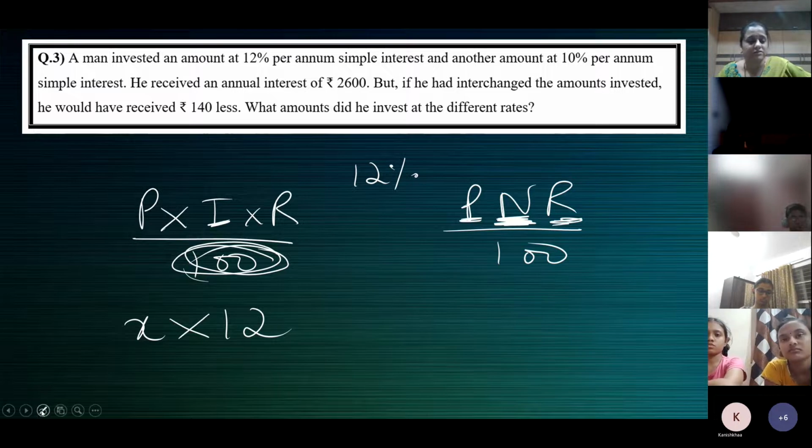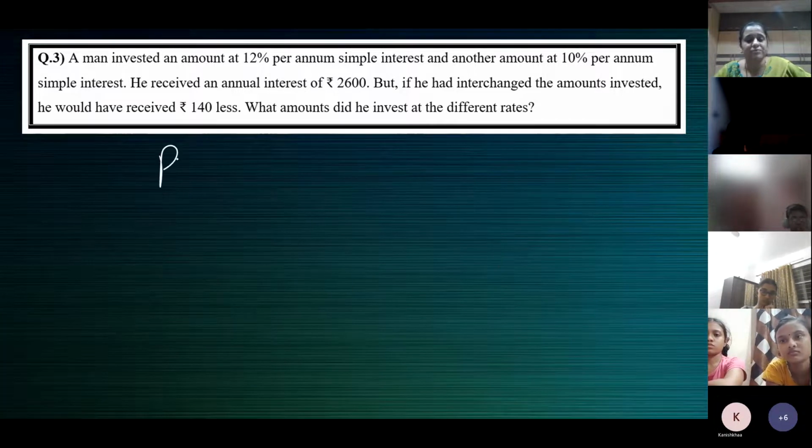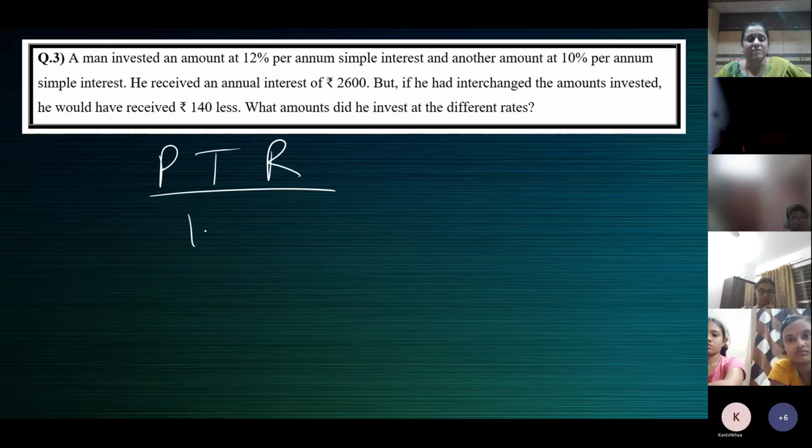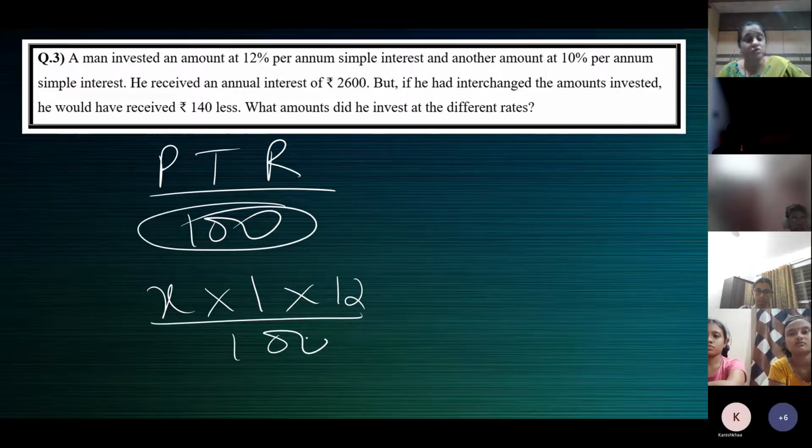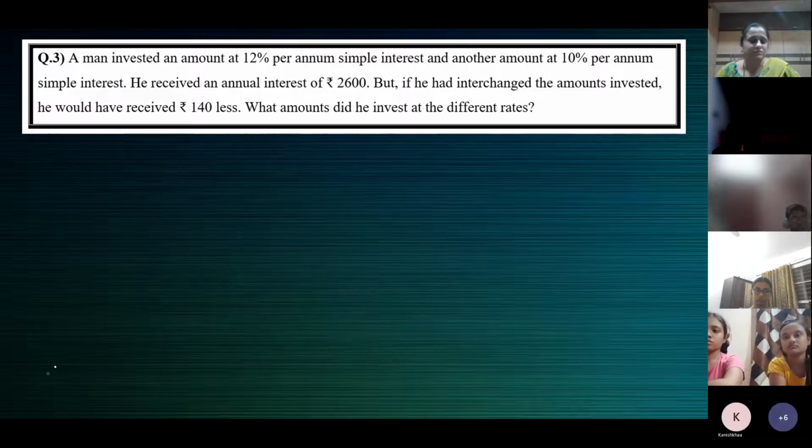PTR by 100. Sorry, I didn't write it correctly. So PTR by 100 or PNR by 100. Principal can be X or Y. Time is 1 because annual interest. Annual means 1 year. So time is 1 into rate. Rate is that 10 or that 12%. And when it is percentage, it is by 100. That is what you see, this 100 in the formula. So don't put another 100. 12% means 12 by 100. It's already there in the formula. That's all.